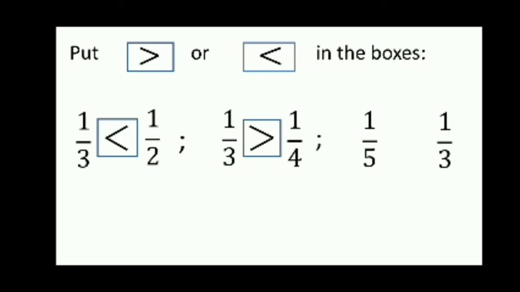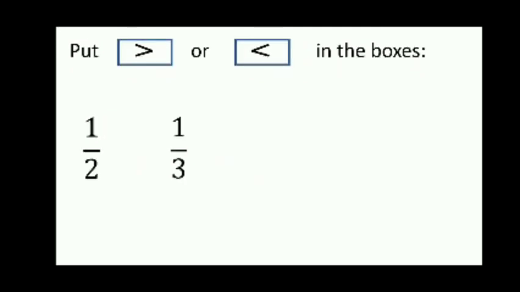Let's compare the next two fractions. 1 upon 5, 1 upon 3. Which is a bigger fraction? Correct. 1 upon 3 is a bigger fraction. Now let's put greater than or lesser than sign in the boxes below. Let's compare 1 upon 2 and 1 upon 3. Which is a bigger fraction? Yes, 1 upon 2 is a bigger fraction.